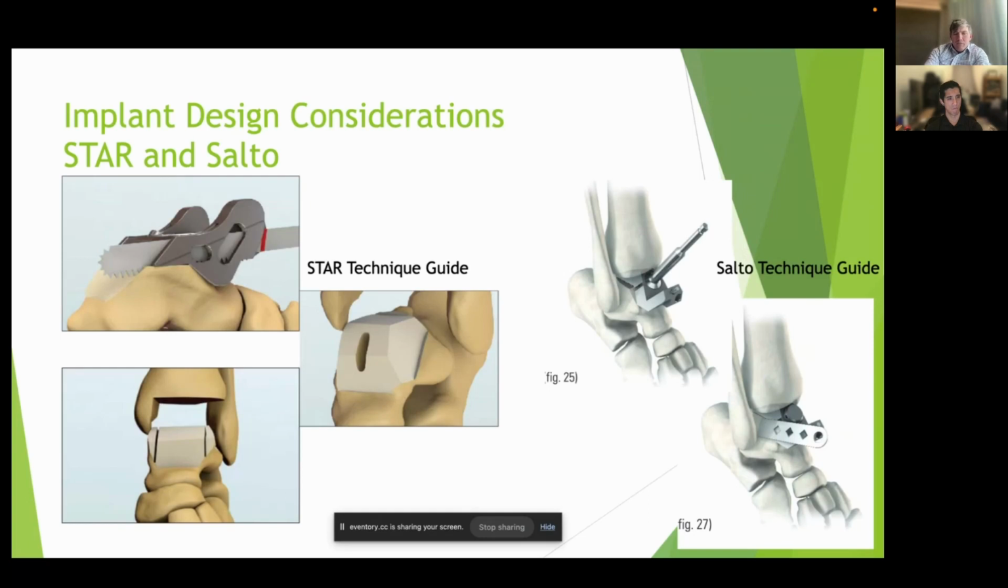So a couple of highlights from those technique guides. You see the Star on the left and then the Salto on the right.